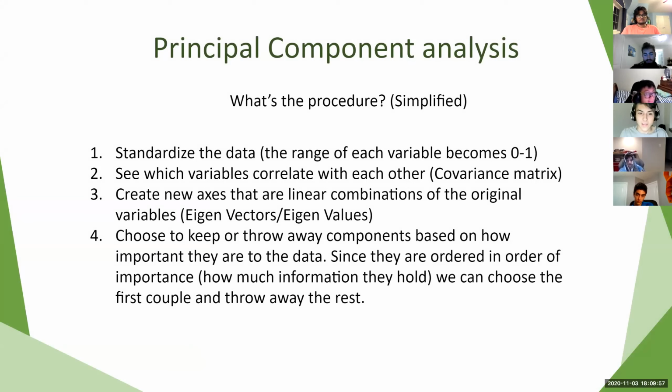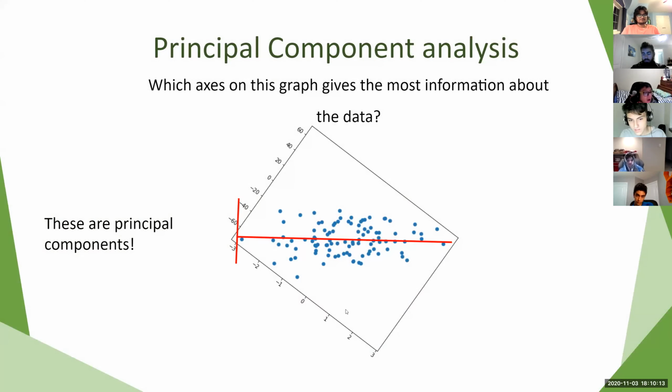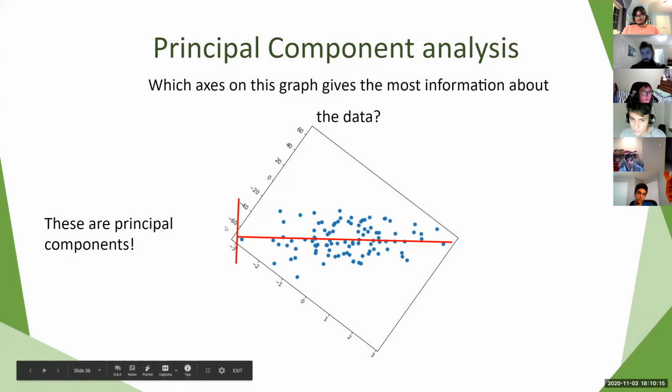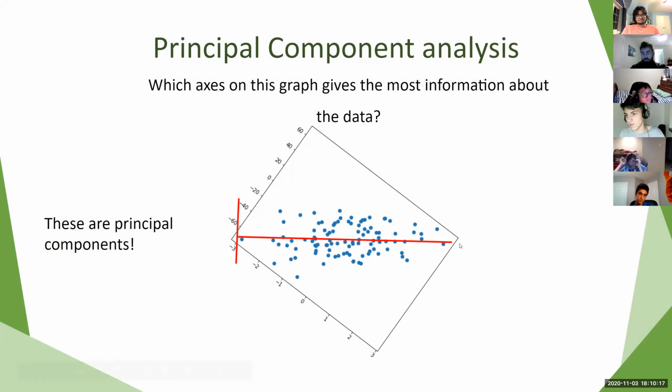Then we create the new axes that are basically all linear. This is the hard part. We create the new axes that are linear combinations of the original variables. Those are the new axes. The new axes are some amount of the x-axis and some amount of the y-axis put together. That's our new axis.